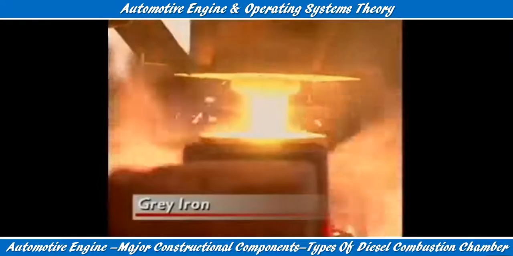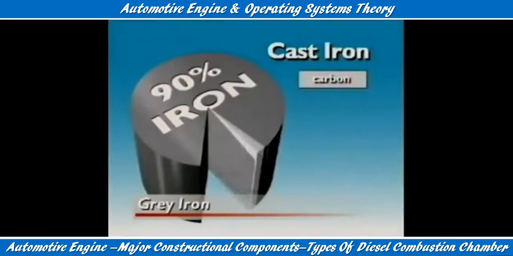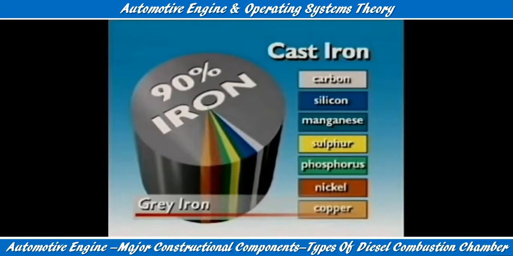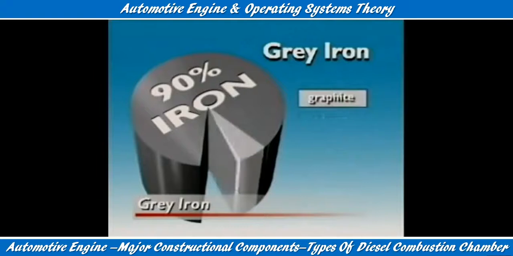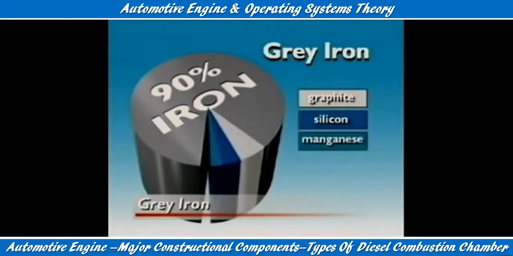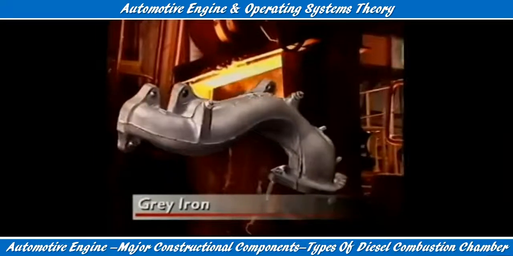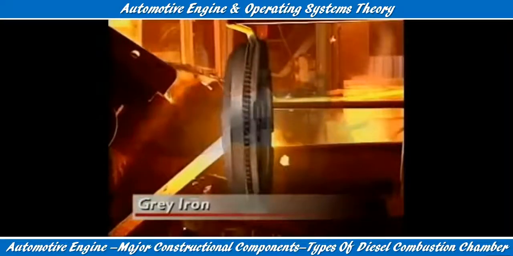Grey iron is a form of cast iron. There are many different kinds of cast iron depending on the particular materials they contain. Grey iron is a cast iron that contains carbon in the form of graphite, plus silicon, manganese and phosphorus. The fractured surface of a cast iron with graphite appears grey, hence the name.